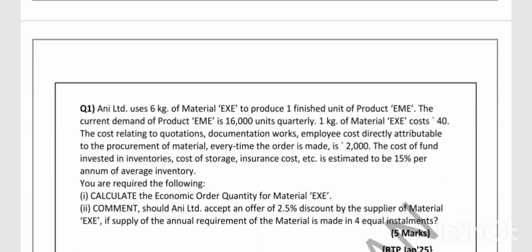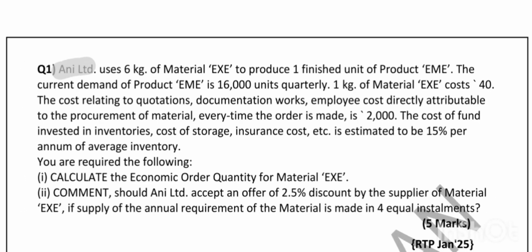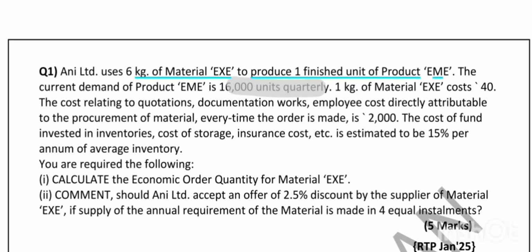Okay, so in the first question they have given that Anil Limited uses 6 kg of material EXE to produce one finished unit of product EME. Means for one finished product of EME we require 6 kg of raw material of EXE. Fine. Then they have given that the current demand of product EME is 16,000 quarterly.